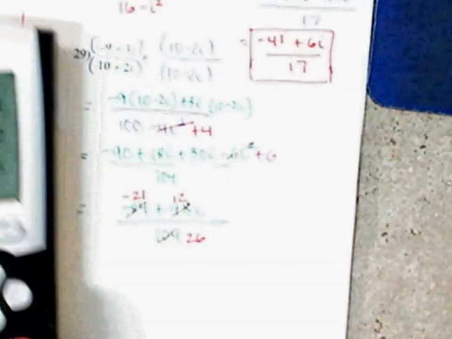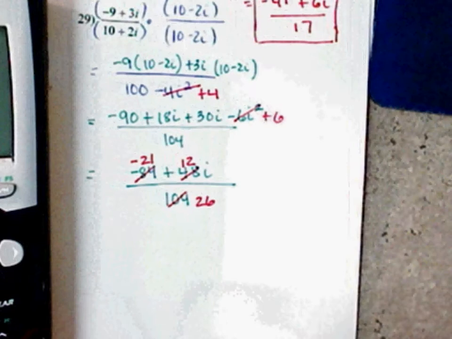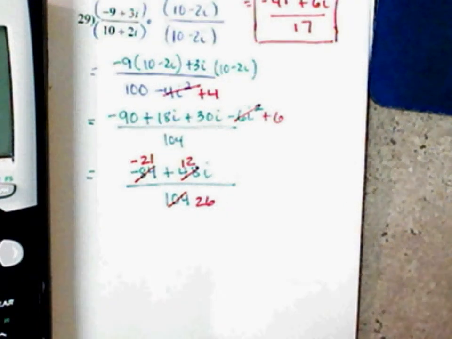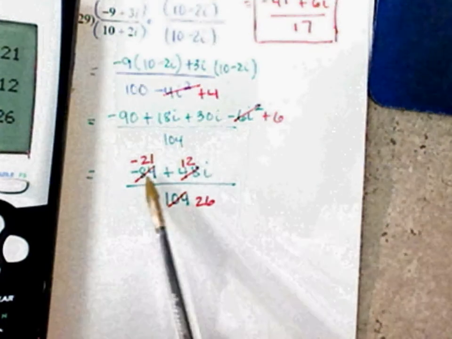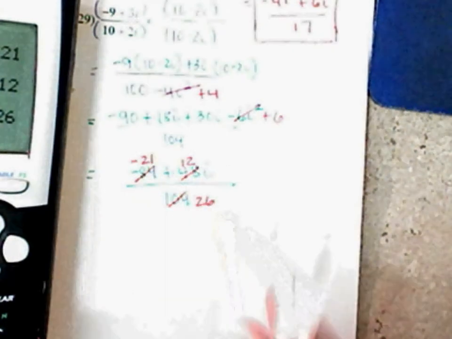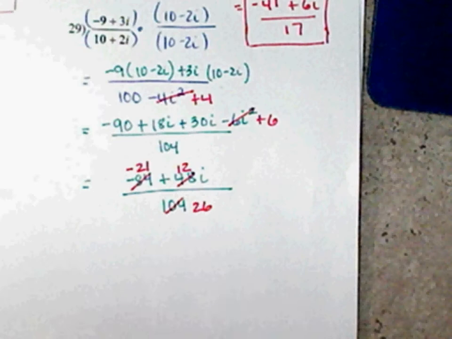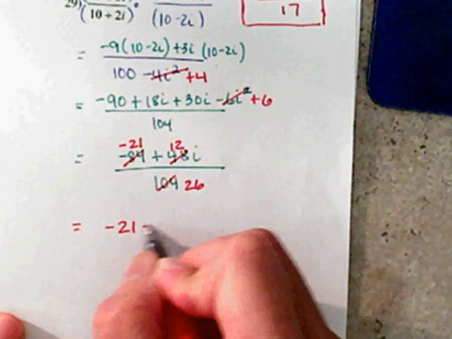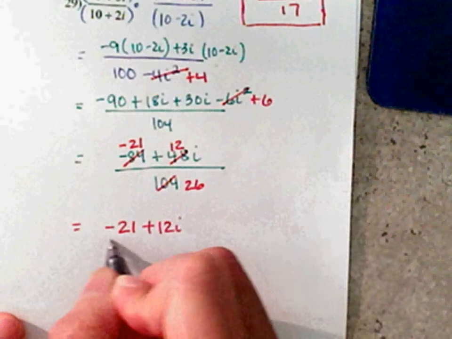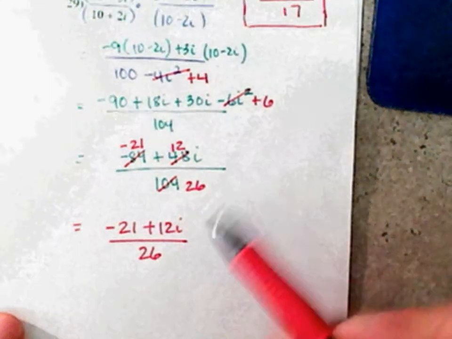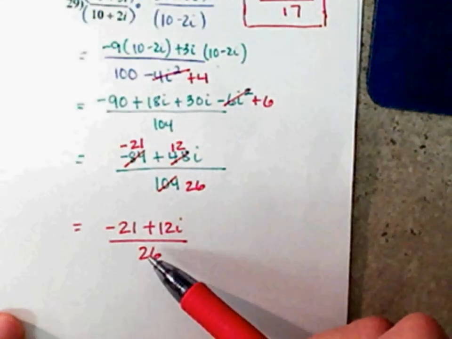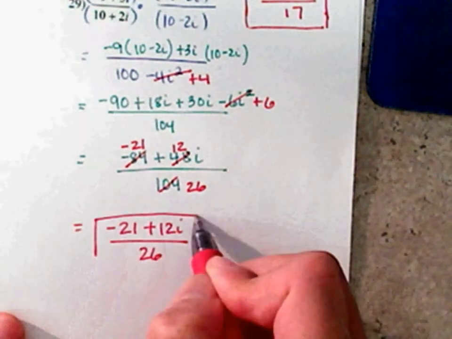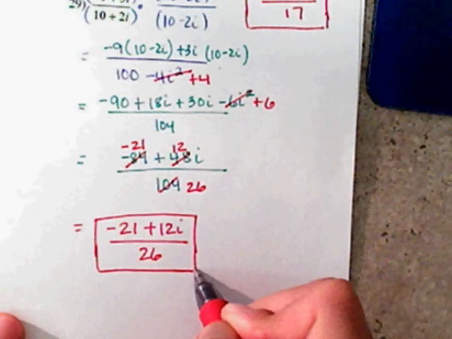Okay? Looking at that again, is there anything that you can simplify all of them by? How about 3, 2, no. So your final solution for this one is negative 21 plus 12i divided by 26. They can be simplified some more, but they can't because of this 21. Okay? So this is your final solution for number 29.